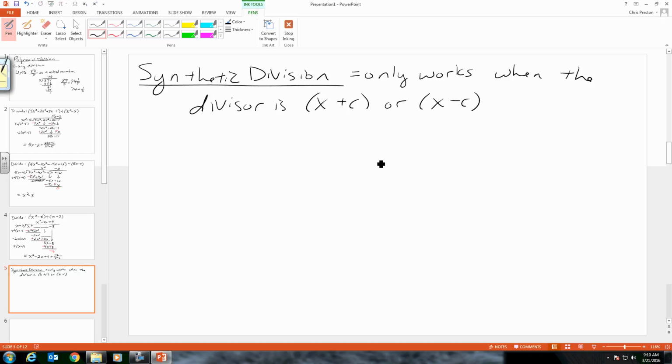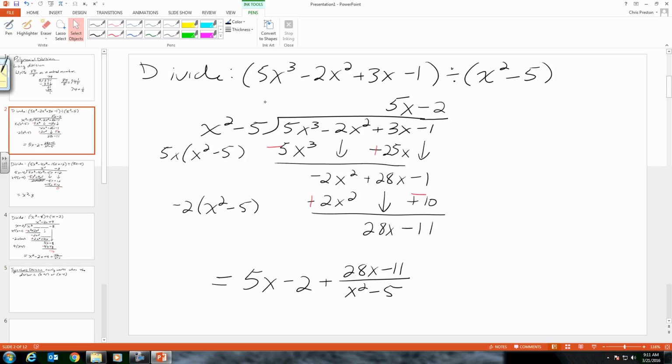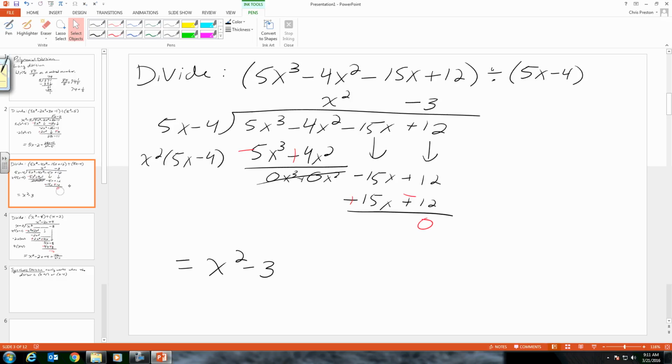So anytime I said I was dividing by something like x squared, let's look at these examples. Like this one, I was dividing by x squared minus 5. I can't do synthetic division with that. This one, I was dividing by 5x minus 4. As it's written, I can't do synthetic division with it.